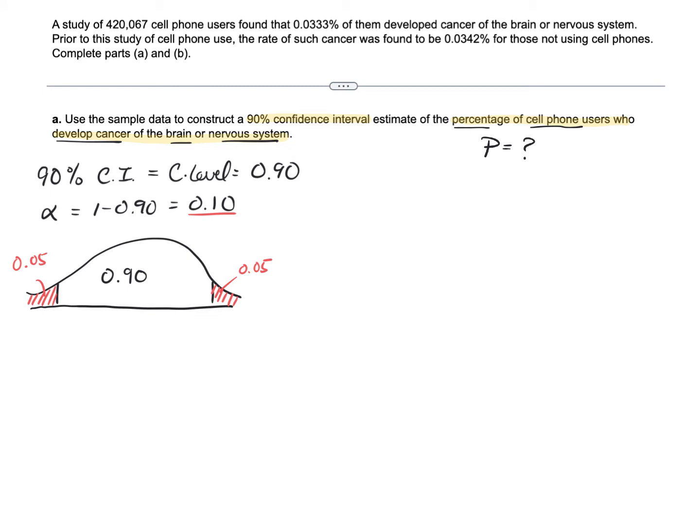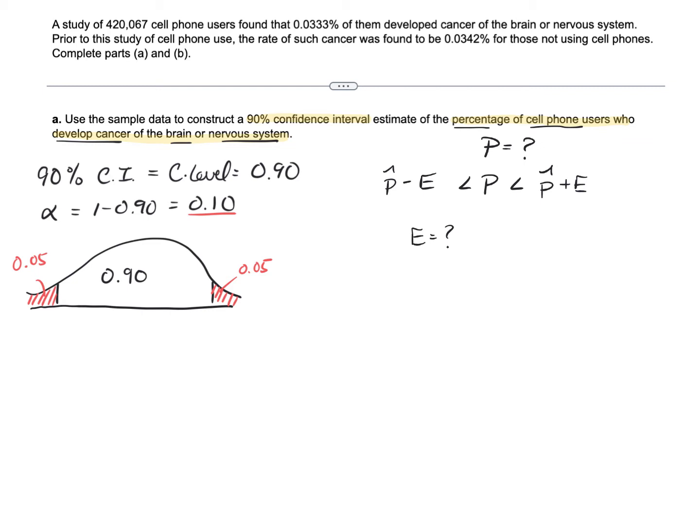Okay, so why do I need to know this? Because when you're building the confidence interval and you're estimating P, that confidence interval involves a lower confidence limit, which is your sample proportion minus your margin of error, and then the upper confidence limit is going to be your sample proportion plus your margin of error, which means we need to figure out what the margin of error is for a 90% confidence interval.